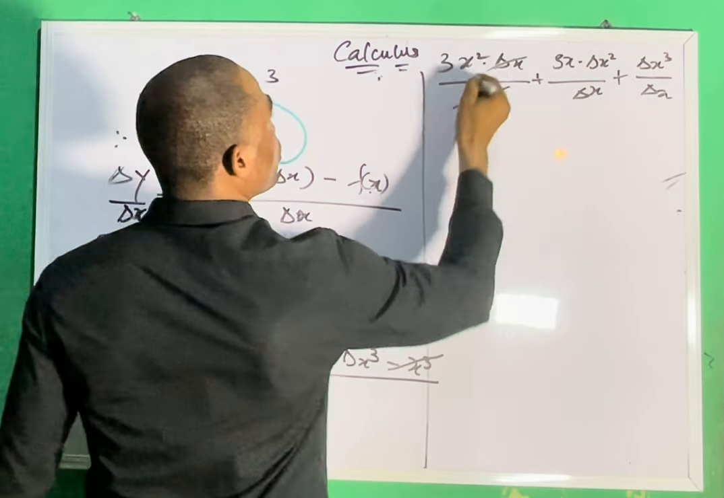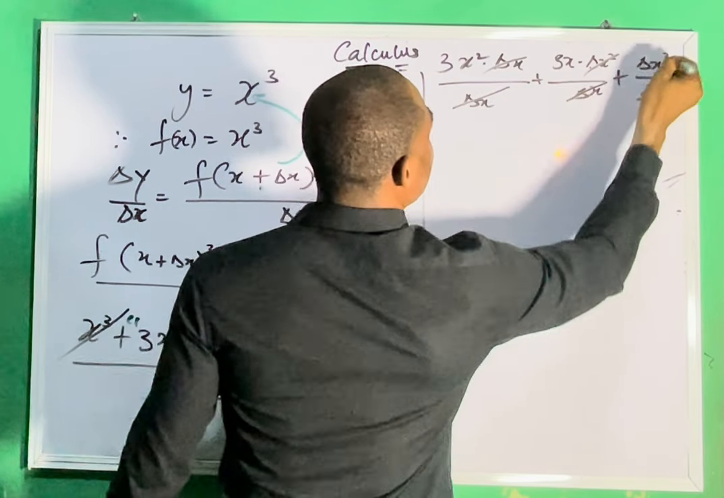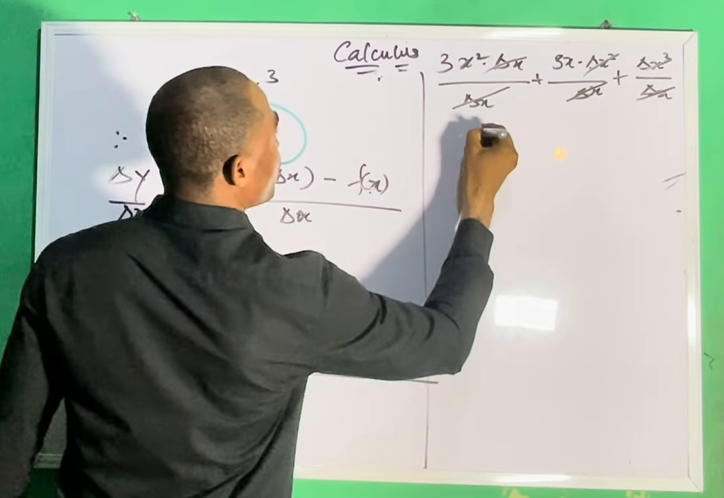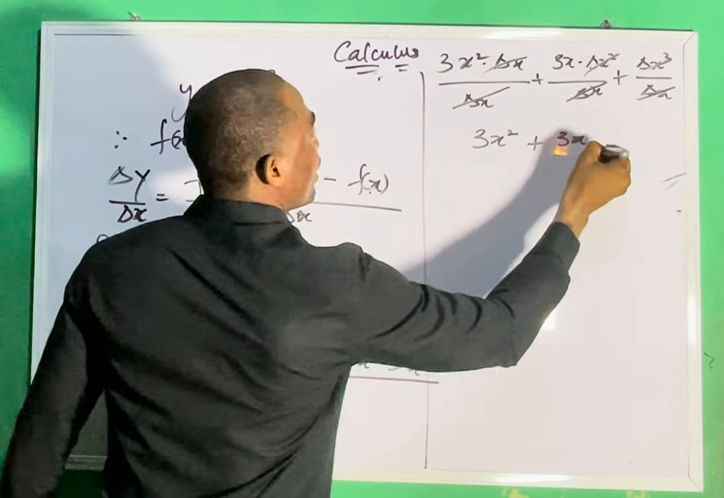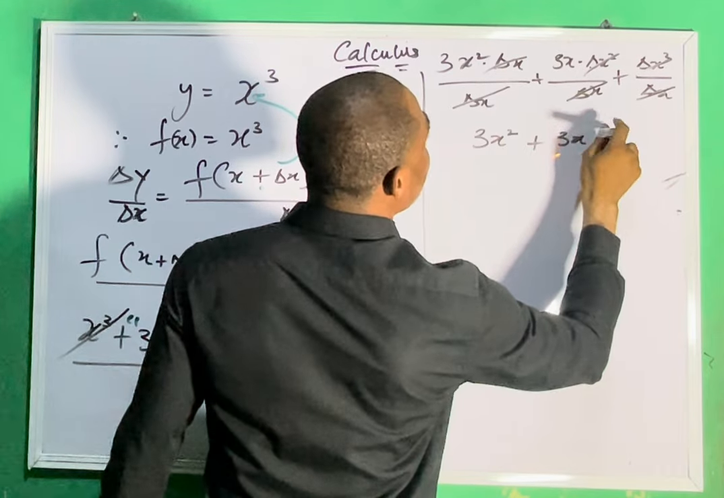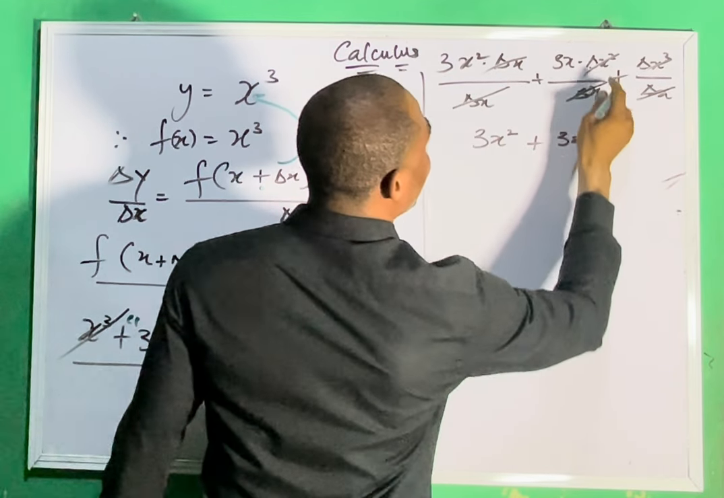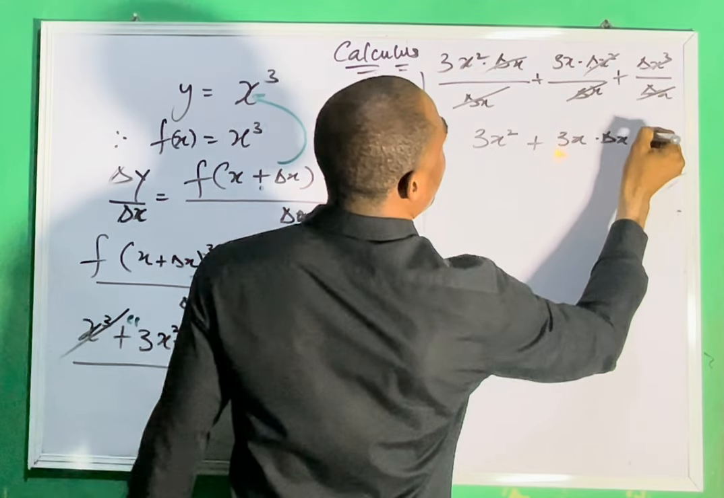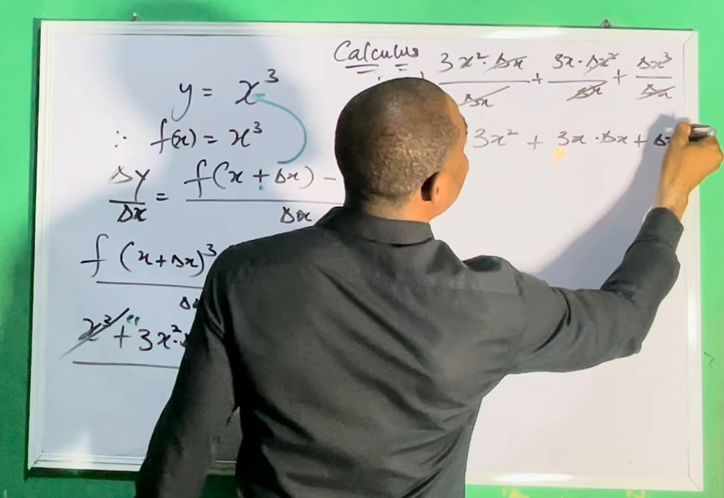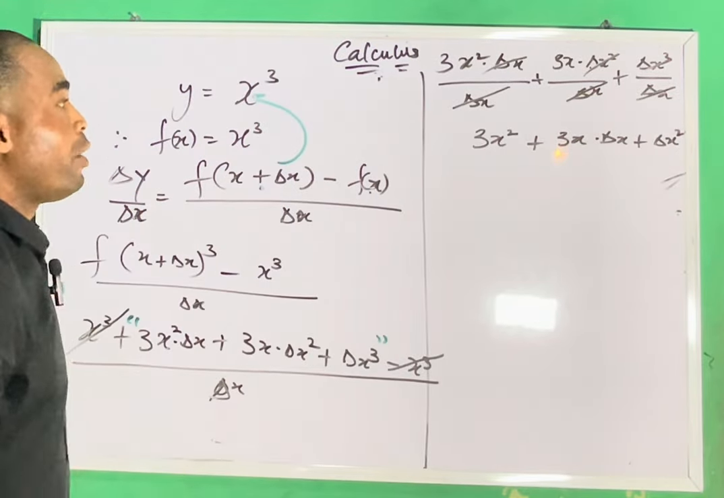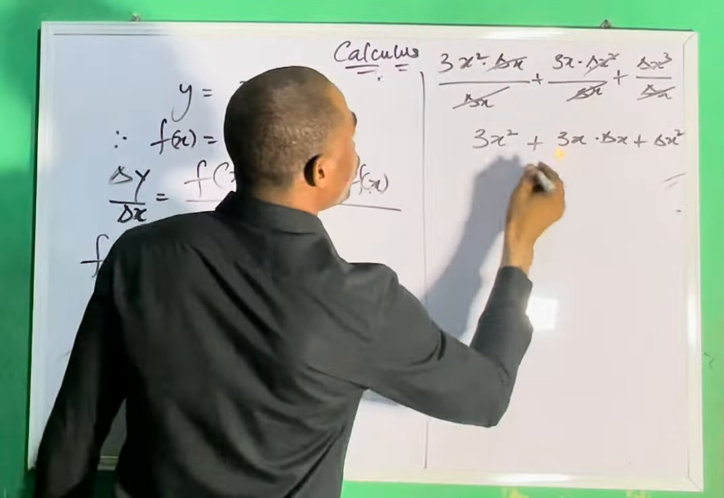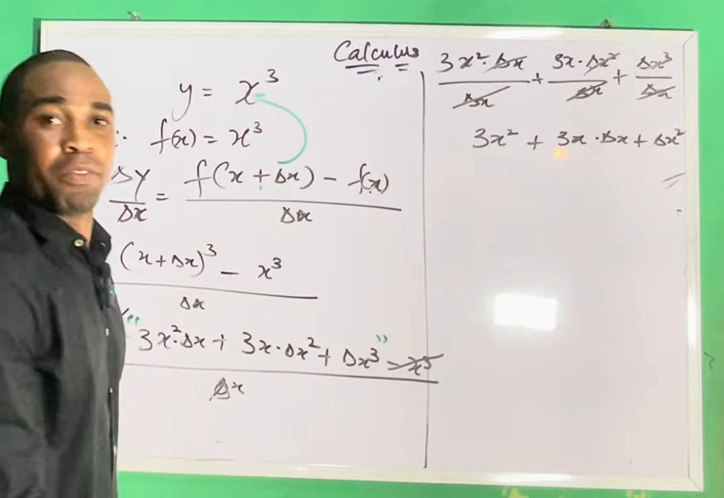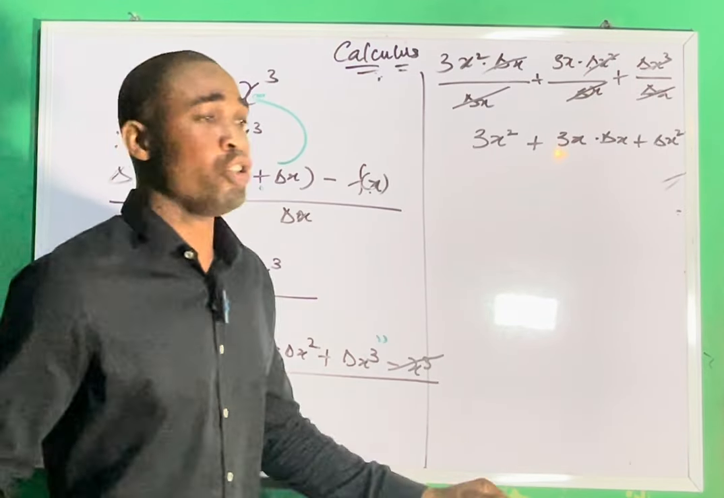You have this. So then this cancels this, this cancels this, and this cancels this. Then my final expression will be 3x squared plus 3x times change in x. Don't forget that this one has a square. Then plus change in x squared. This is what we have. Then you can now introduce limits because there's nothing for us to simplify again here.